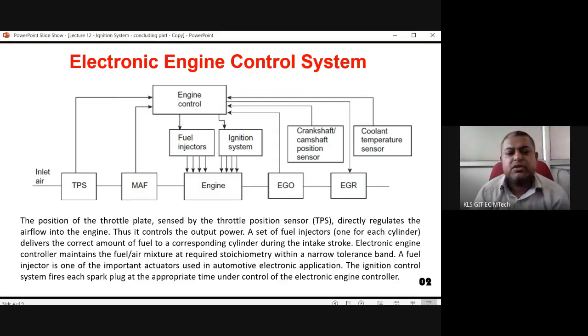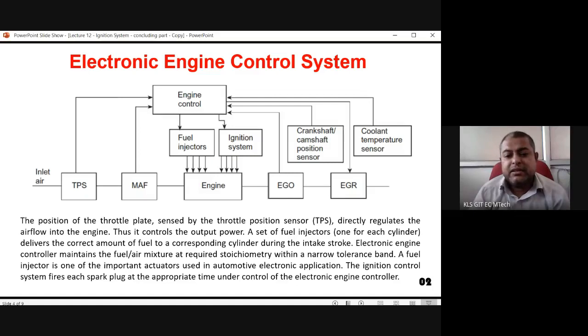So the position of the throttle plate, sensed by the throttle position sensor, directly regulates the airflow into the engine. So whenever we want more speed, more power, we go full throttle. Okay, what is meant by full throttle? That is actually controlled by this TPS and all. Does it control the output power? Okay, so throttling actually controls the output power of the engine.